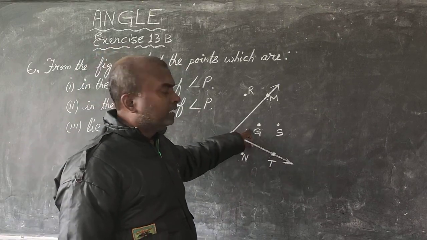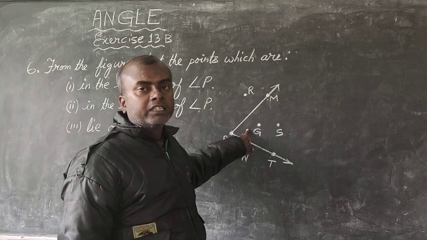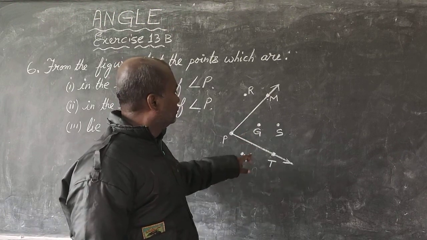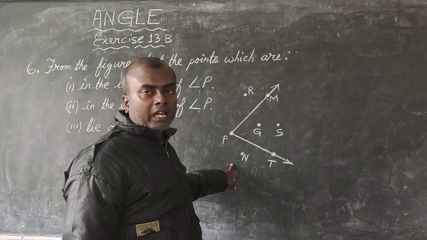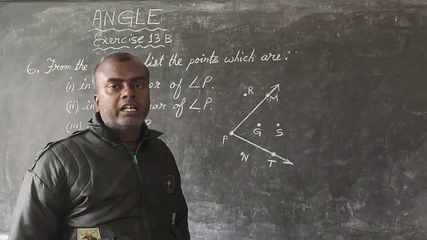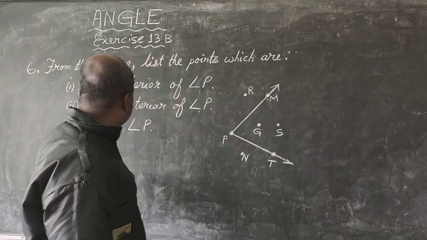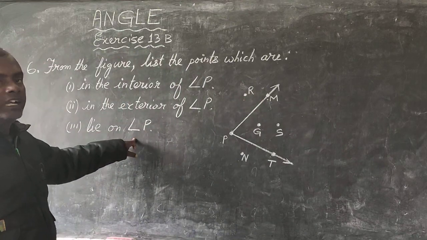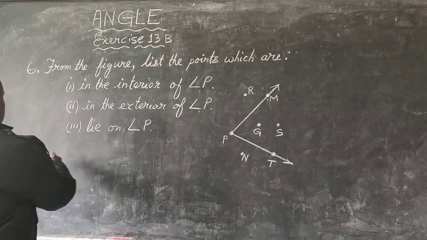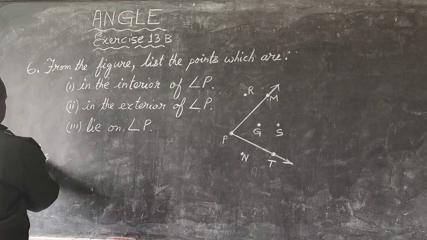So those which are inside the angle we call interior points. Those which lie outside the angle we call points lying exterior, and those which are on the boundary line we call points that lie on the angle. Alright? So now let's write the answer.